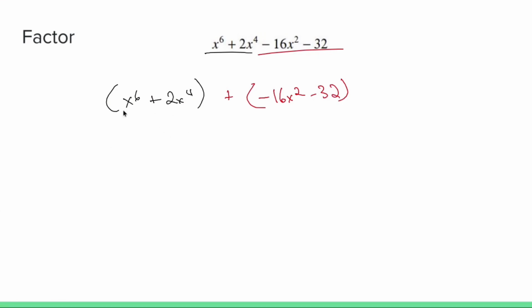Now you take a look at the first parentheses and see what you can factor out. It looks like I can factor out an x to the 4th, and that leaves me with x squared plus 2.